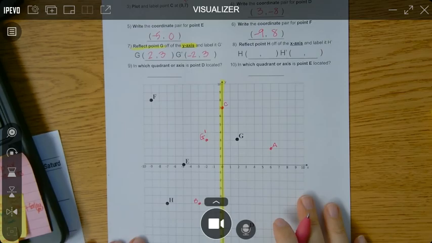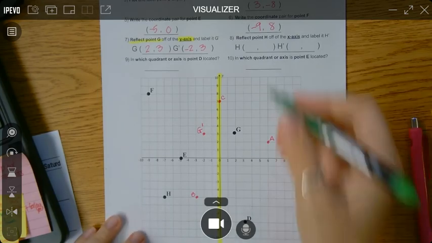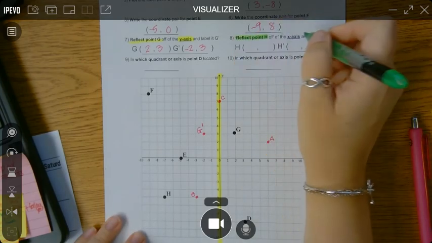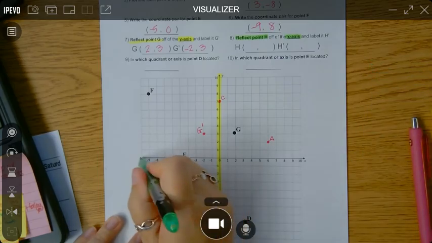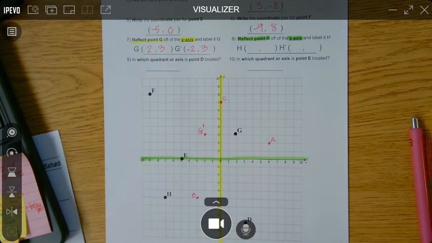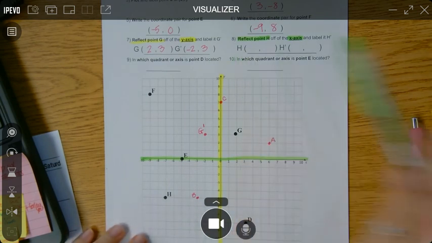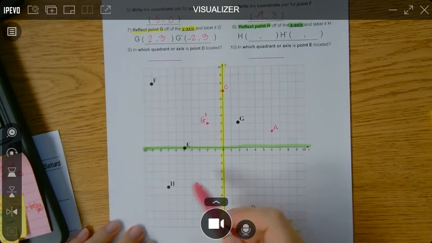Now, 8 is kind of similar, but something's different. What do you notice? Yeah, this time we're still reflecting, but we're reflecting over which line? We're reflecting over the x-axis this time. So the x-axis is this horizontal line right here, okay? So let's go ahead and find point H. Okay, well, point H is right here.